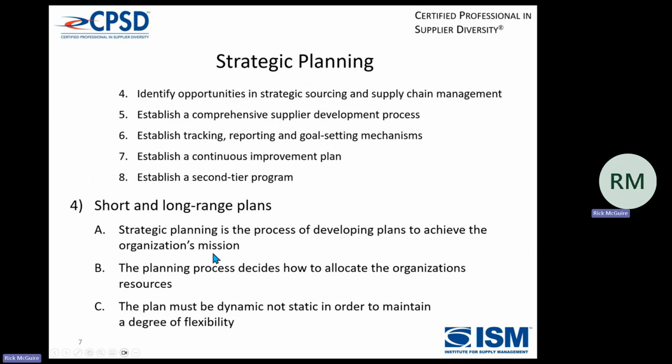Short and long-range plans. Strategic planning is the process of developing plans to achieve the organization's mission. That's like 5 years and longer. The planning process decides how to allocate the organization's resources, and the plan must be dynamic and not static in order to maintain a degree of flexibility.